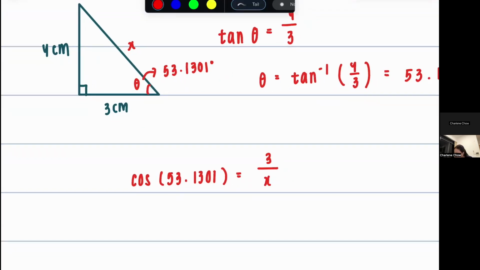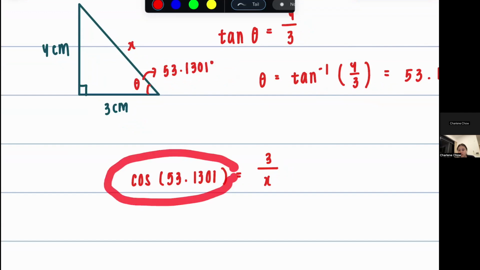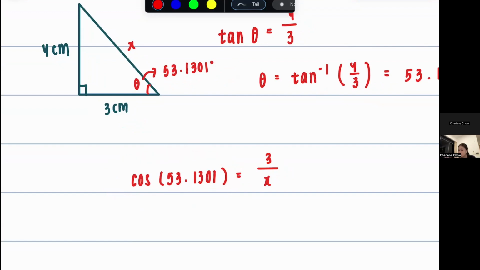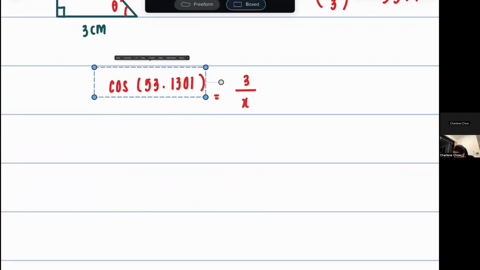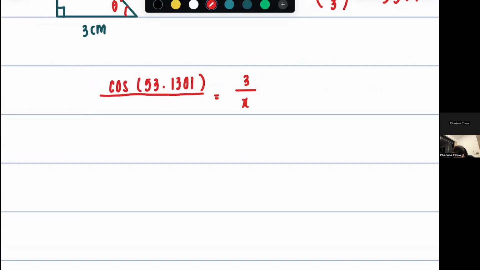Now we have a missing value and we can work with this. Cosine 53.1301 is just a number, and I'm just going to make this into a fraction form because on the right side we have a fraction, so that it's easier for us to work with algebraically after this. I'm going to make that over 1 because cosine 53.1301 is the same thing as cosine 53.1301 divided by 1. Cross multiplying that, we have x times cosine 53 equals 3 times 1, which is 3.